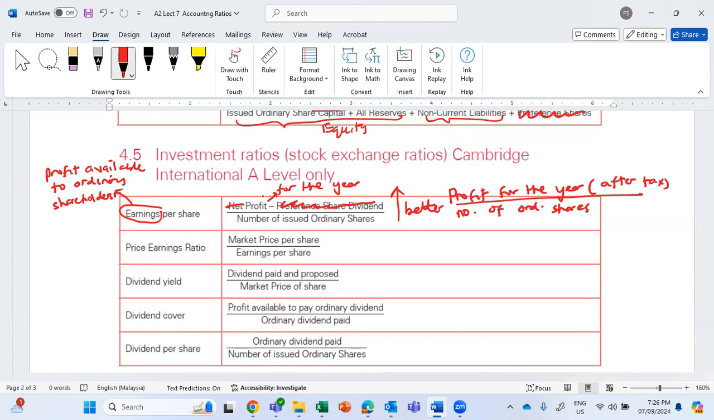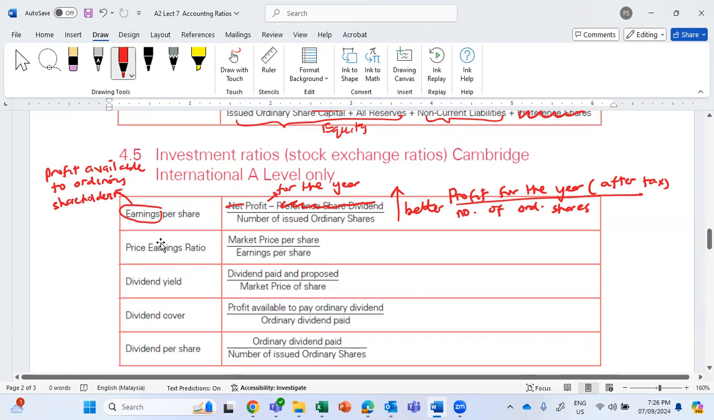Okay, the next formula is the price earnings ratio. The formula is the market price per share, the real open market price, divided by the EPS that we just talked about. So the P/E ratio is market price per share divided by earnings per share. Okay, so the higher, the better.